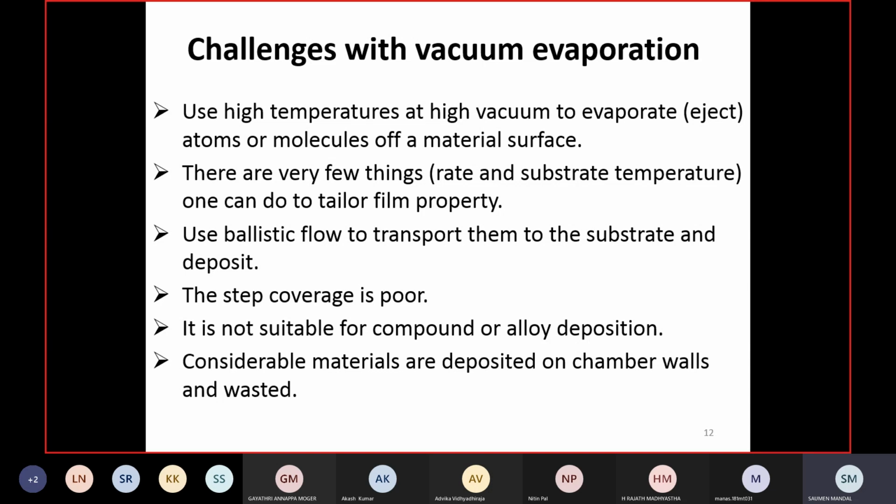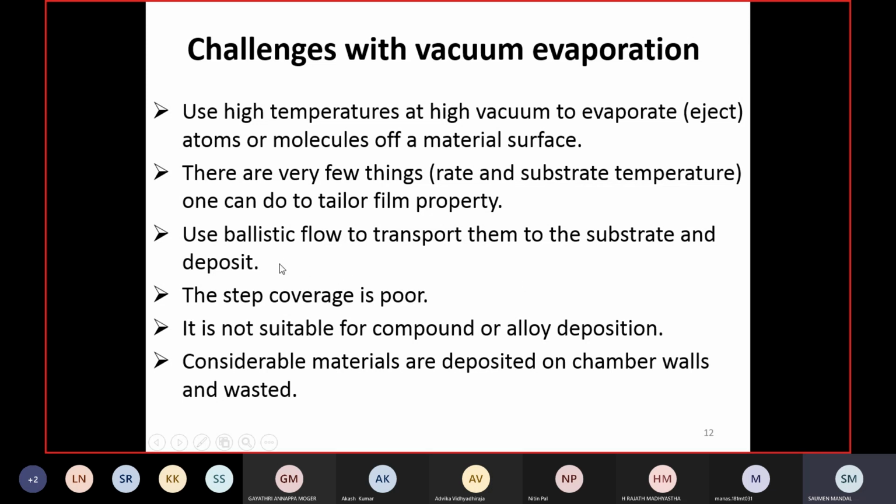And there are very few things, the rate and the substrate temperature, that one can do to tailor the film property. So in evaporation only the rate and substrate temperature, two things, are there to tailor the property, but in sputtering there are plenty of other parameters that can directly contribute to good quality of the film, and it uses ballistic flow to transport the material to the substrate and deposit it.